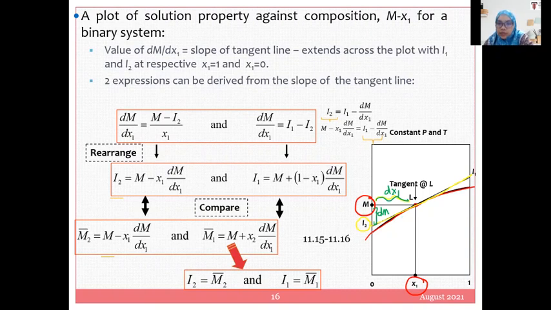Or if you extend the line up to here, dm dx equals 1 minus I1 minus I2. So you can also use this slope as well. So we can have this total I1 minus I2, and you can obtain the slope of the dm over ds1. Okay, so we have two expressions.